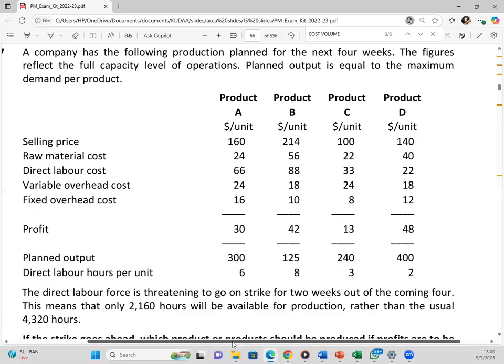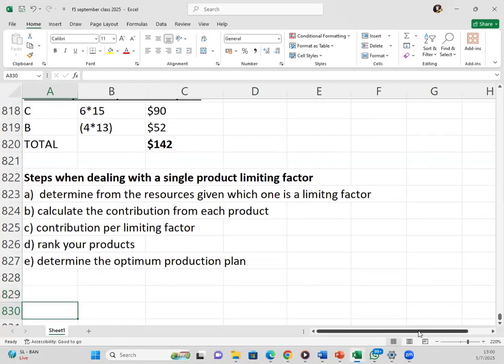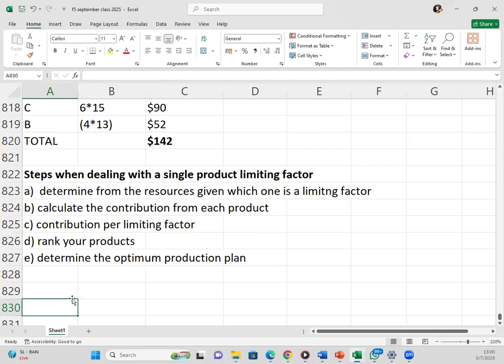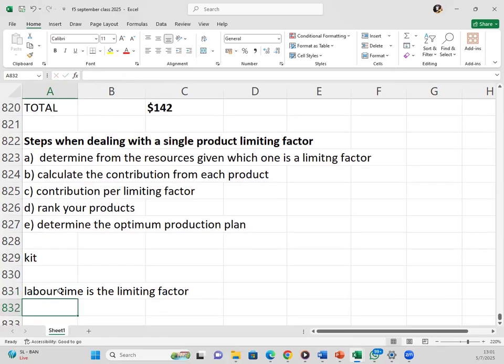So step 1, we've determined, so that's from the kit. So step 1 is to determine which resource is in short supply. So you can say the labor time is the limiting factor. The labor time is the limiting factor.